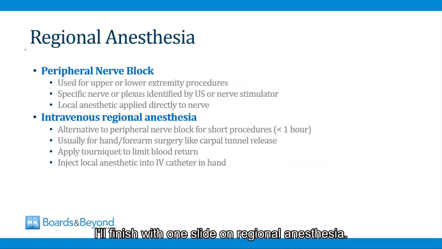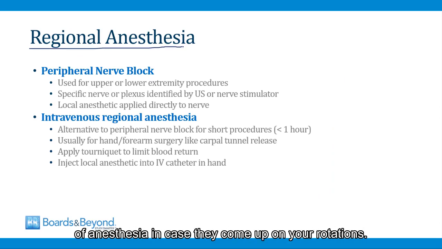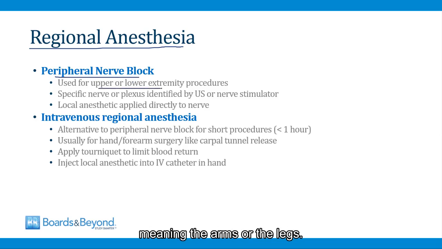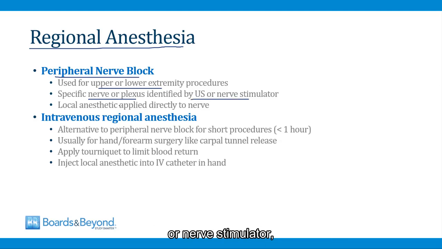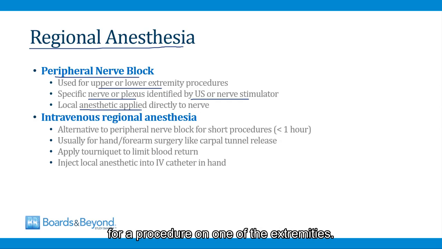I'll finish with one slide on regional anesthesia. You should just be familiar with these forms of anesthesia in case they come up on your rotations. The first one is a peripheral nerve block. This is used for procedures on the upper or lower extremities, meaning the arms or the legs. The idea is that you identify a specific nerve or plexus of nerves using either ultrasound or a nerve stimulator, and then you inject local anesthetic directly onto the nerve. So this can be used to anesthetize an arm or a leg for a procedure on one of the extremities.